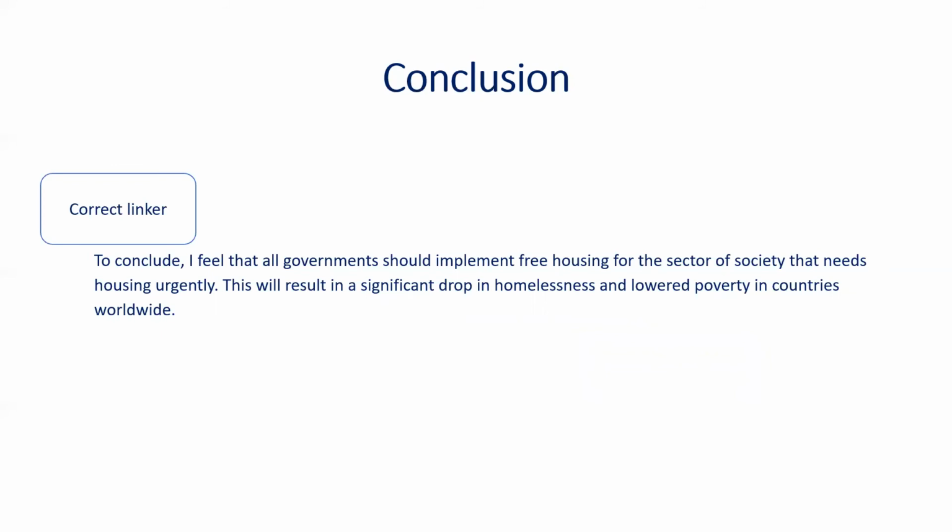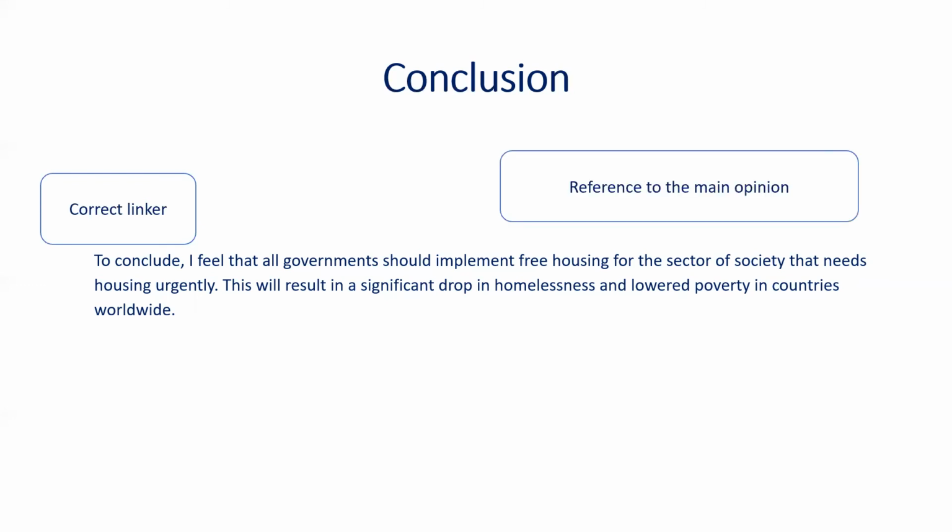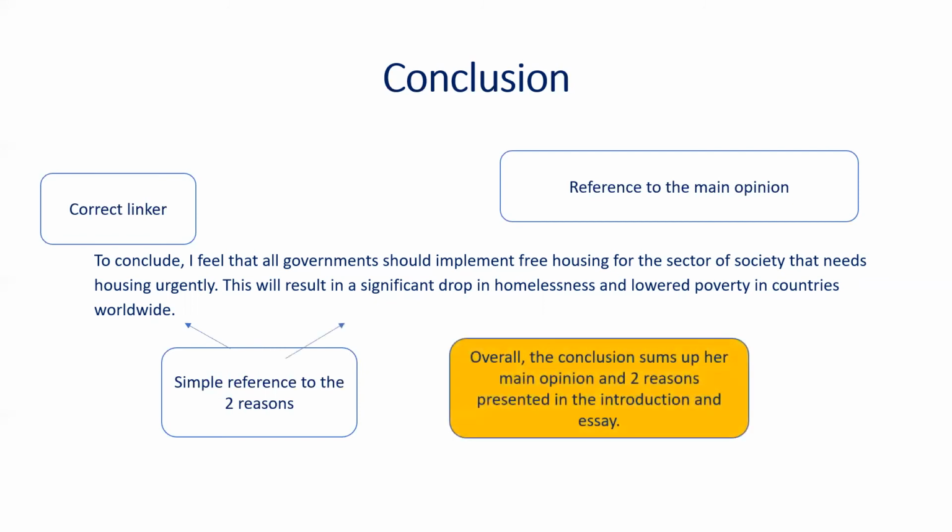But apart from all of that, she fully answers the initial question. She says that the government should pay for housing for those who cannot afford it. So that's the main opinion. And she gives those 2 reasons in the conclusion also, the drop in homelessness and the lowered poverty. So she's really summarizing it very beautifully. Overall, the conclusion sums up her main opinion and 2 reasons presented in the introduction and throughout the essay. This is a very succinct conclusion.